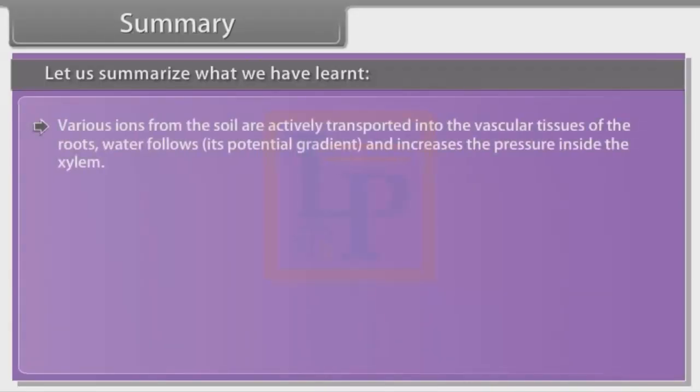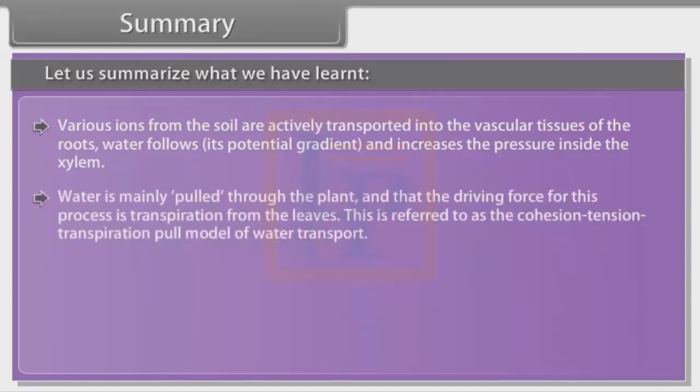Various ions from the soil are actively transported into the vascular tissues of the roots. Water follows its potential gradient and increases the pressure inside the xylem. Water is mainly pulled through the plant, and the driving force for this process is transpiration from the leaves. This is referred to as the cohesion tension transpiration pull model of water transport.